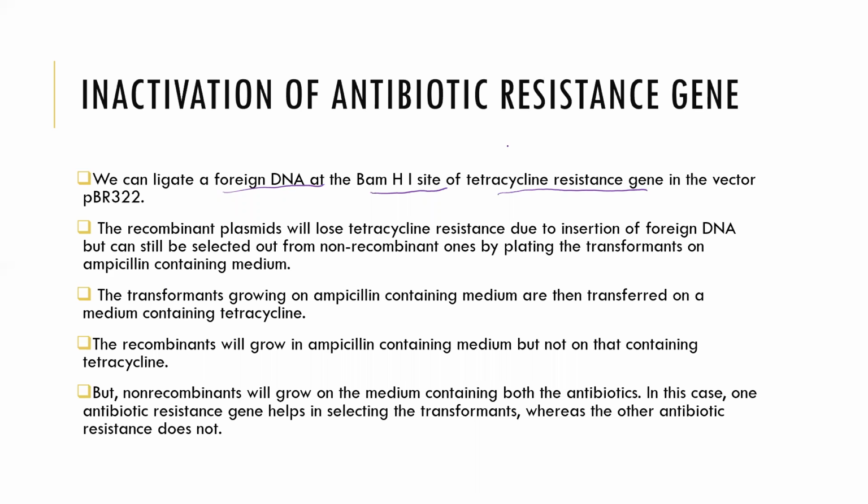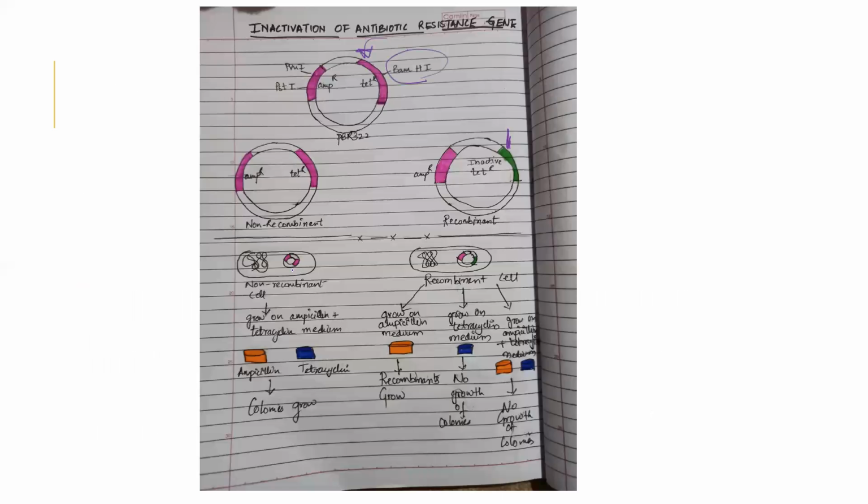The recombinant plasmids will lose tetracycline resistance. Due to the insertion of the foreign DNA, the tetracycline resistance will be lost, but can still be selected out from the non-recombinant ones by plating the transformants on ampicillin containing medium. So basically, the tetracycline resistance will be lost, but if you place them in an ampicillin containing medium, the recombinants will actually grow.